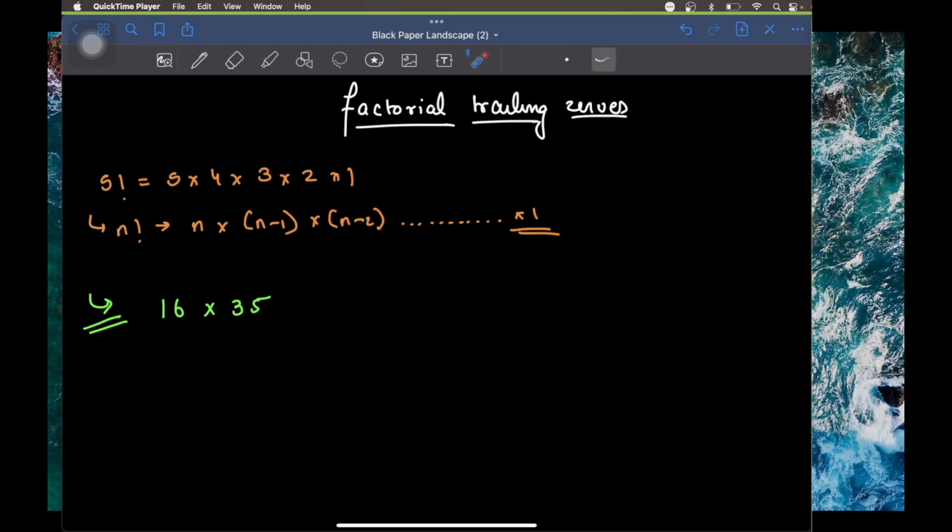Every number will have some factors. Can I say that? So if I try to break it down into the factors, let's say prime factors. When I say factors, I'm talking about the prime factors.